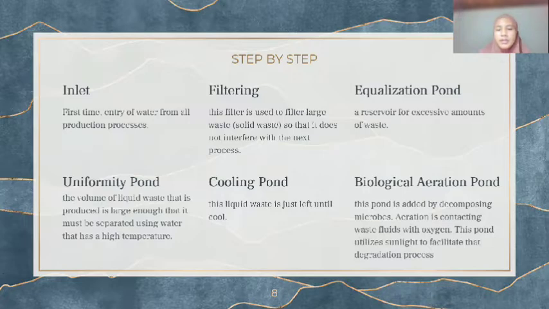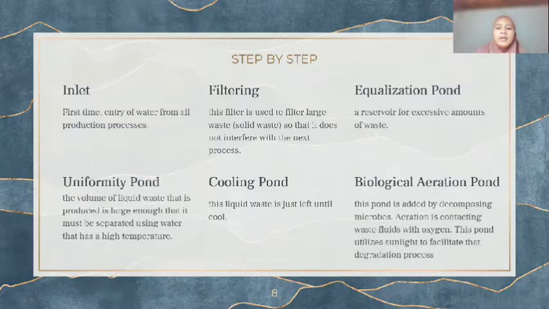Number 3, equalization point, or we can call it balancing point. Balancing point is a reservoir for an excessive amount of waste. Number 4, uniformity point. The volume of liquid waste that is produced is large enough that it must be separated using water that has a high temperature. Number 5, cooling point. In the cooling point, this liquid waste is just left until cold.